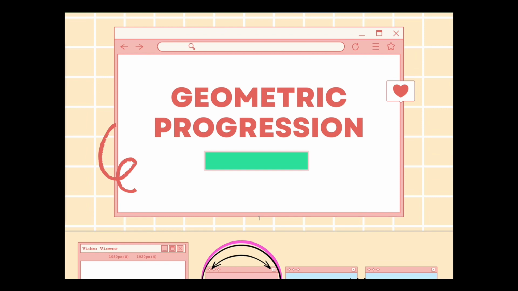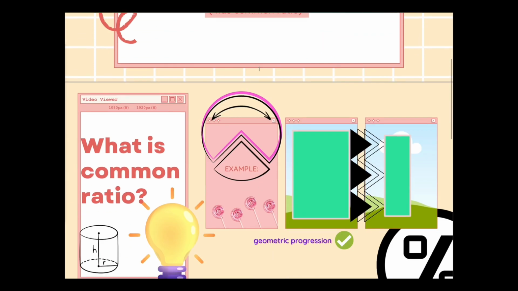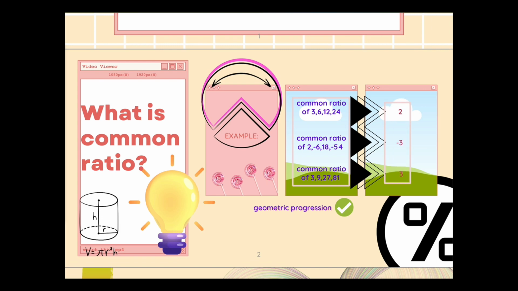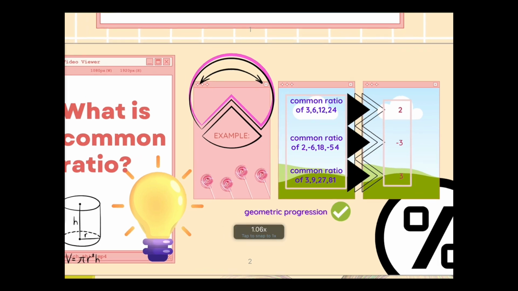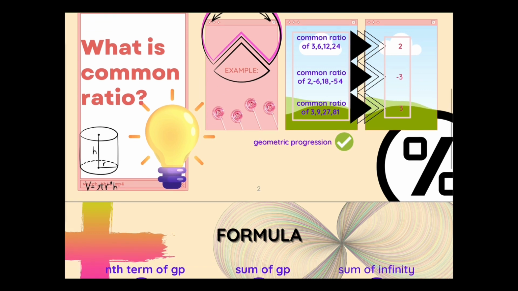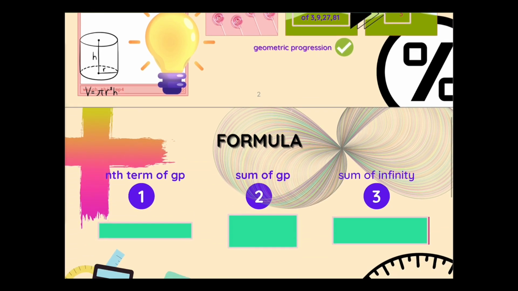Alright, next we continue with geometric progression. When you hear the word geometric progression, you must remember the word common ratio. Okay, what is common ratio? The first example we can see is 3, 6, 12 and 24. So the common ratio is 2. I can get 2 by 6 divided by 3 or 24 divided by 12. And the second is negative 6 divided by 2, I will get negative 3. And the third example is 9 divided by 3 or 81 divided by 27, I will get 3. So this arrangement is geometric progression.